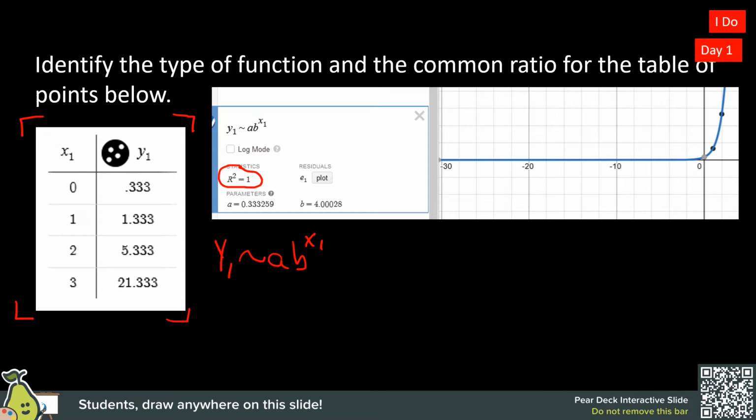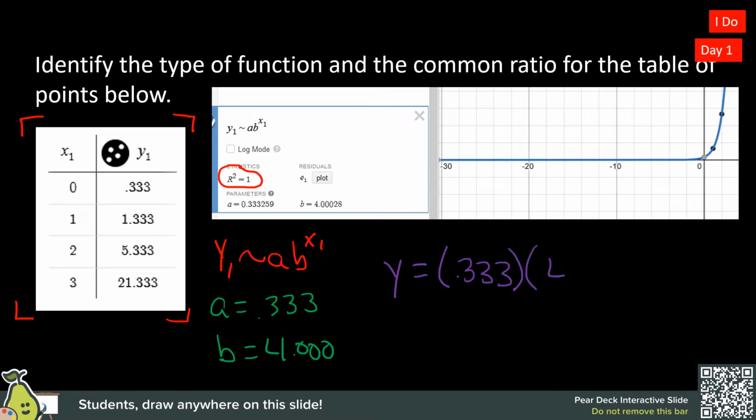And then in doing this, we get that a equals 0.333. We'll leave it as that. And b equals 4.000. Okay, so with these, we can then come up with our equation. y equals, and we'll put this in parentheses, 0.333 times 4 to the power of x. Okay, now the question is asking, well, what type of function is this? Well, this is obviously going to be exponential.